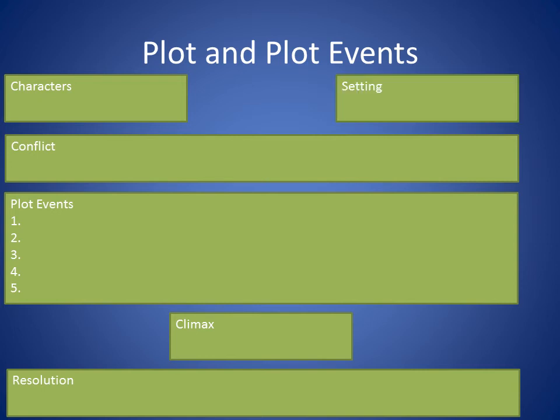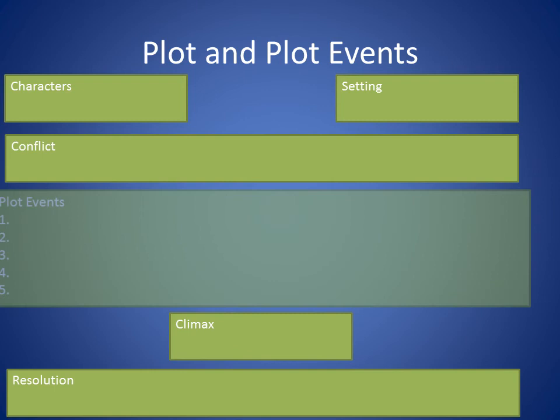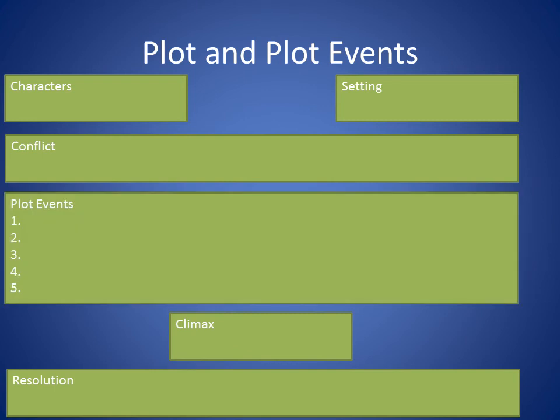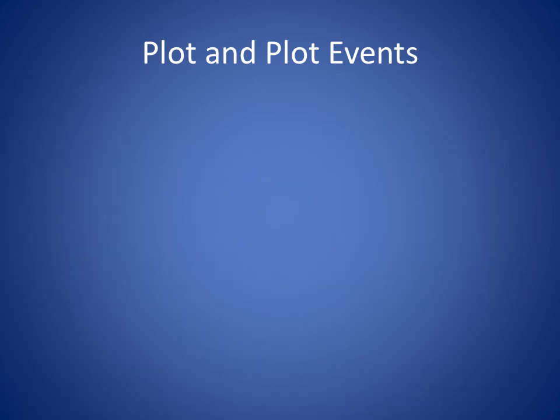In setting, remember to write down the where and when of the story. In conflict, you want to write down the problem the character faces. You also might want to jot down if it's external or internal. Plot events is where you keep track of all the actions that lead to the climax. Remember, climax is going to be the most exciting part of the story. And finally, you want to write down the resolution, or how the character has changed through the story.